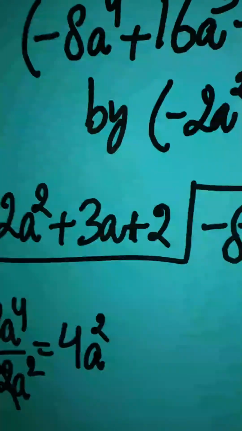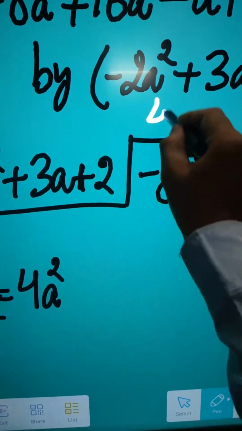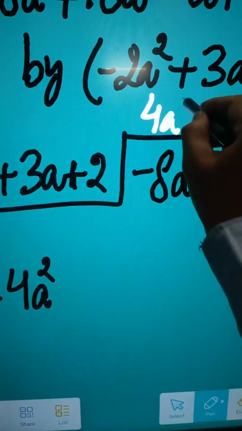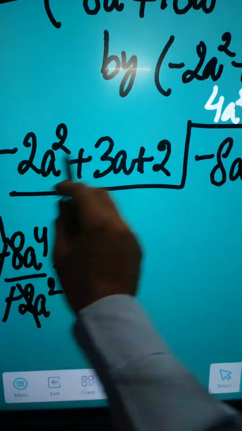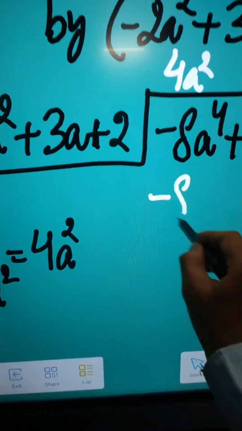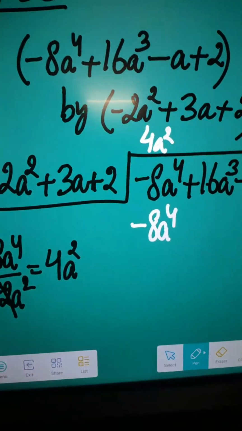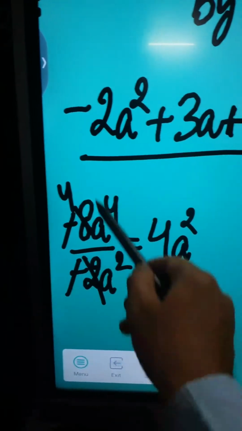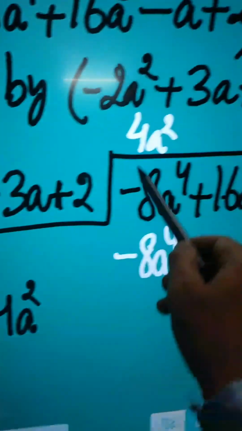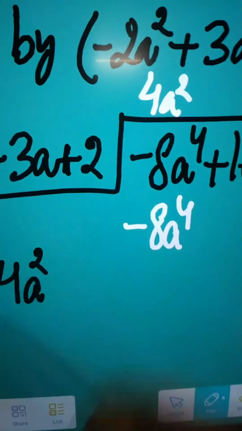Okay, so now 2a square will divide, so it will become 4a square. The answer which came I have written here. Now when you multiply, it will give you the same number, 8a^4. So the first number is very important. We have to get the same number in both terms. So to get this minus 8, I have checked what I will divide. When I divide, it will give you 4. This 4 you will write here, and then 4 and 2 will multiply and the same number will come.